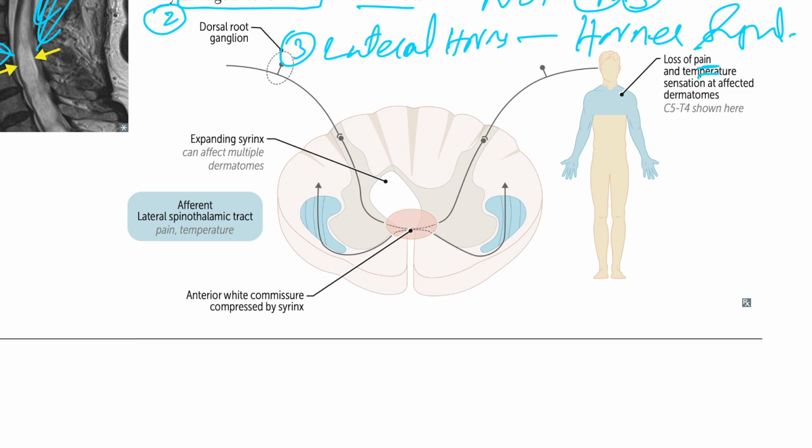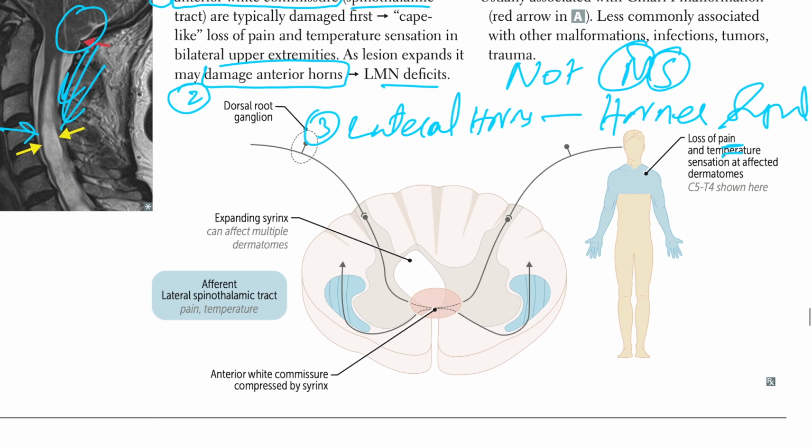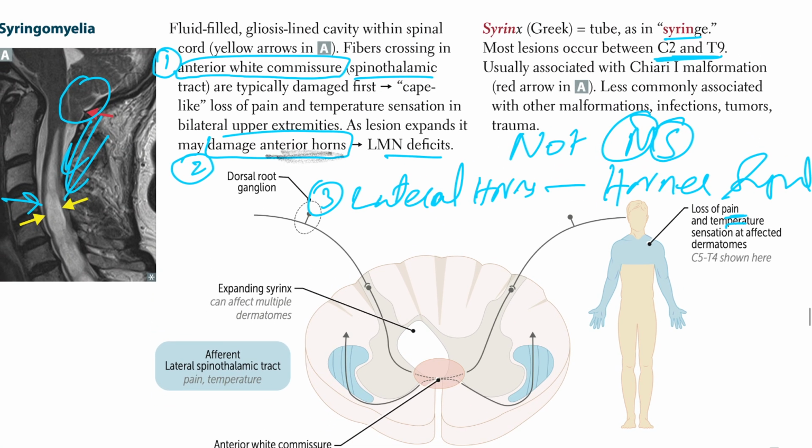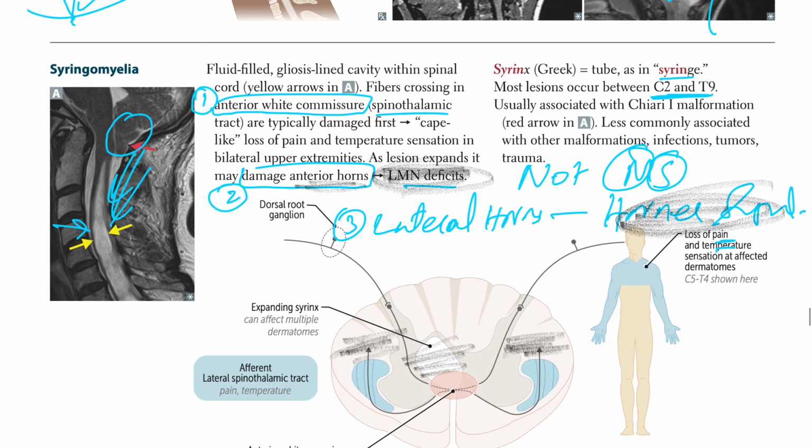Now, the second thing that you see is when you damage the anterior horns, that's going to give you lower motor neuron deficits. And when this increases, expands, and messes up the lateral horns, you're going to have Horner syndrome. So all of that is there, and that is what we have. So let's just review the whole thing and move on with the next one.